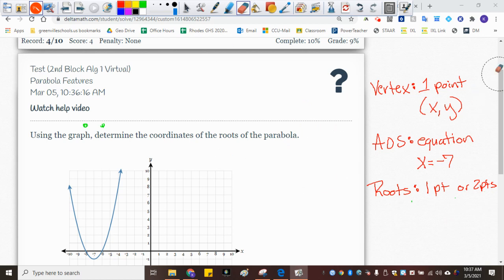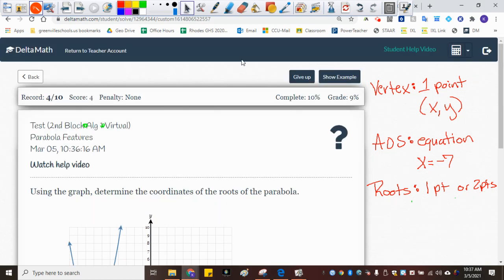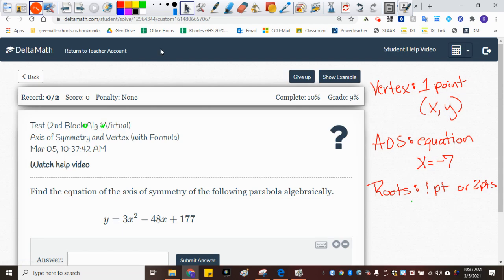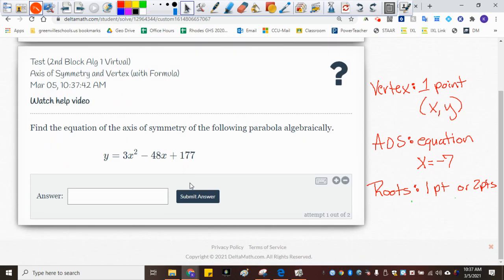And now let's go to a different type of question. So that's parabola features. And then we have finding the axis of symmetry from an equation. And it says algebraically. So I'm going to show you algebraically.